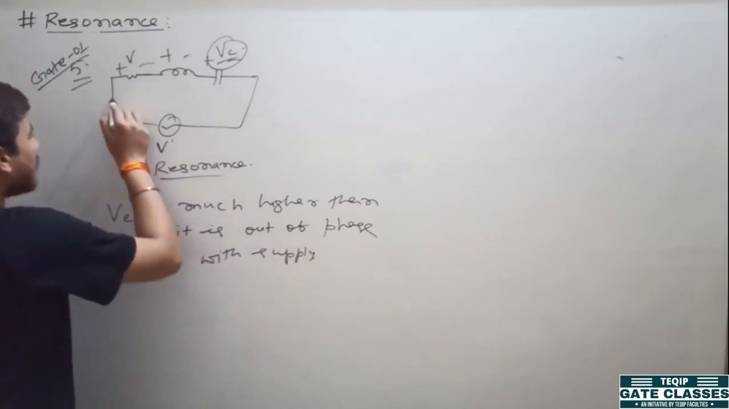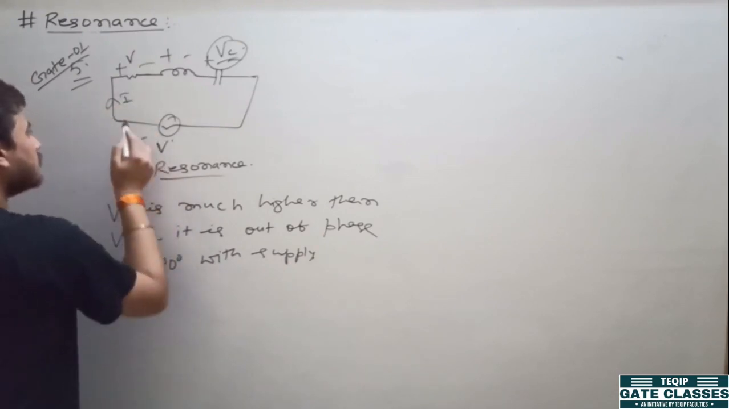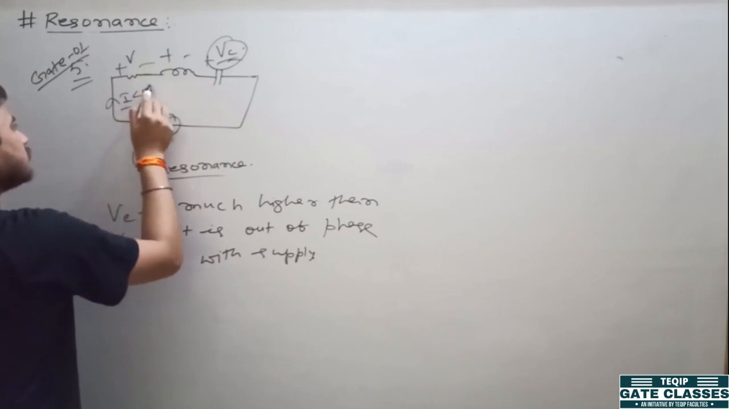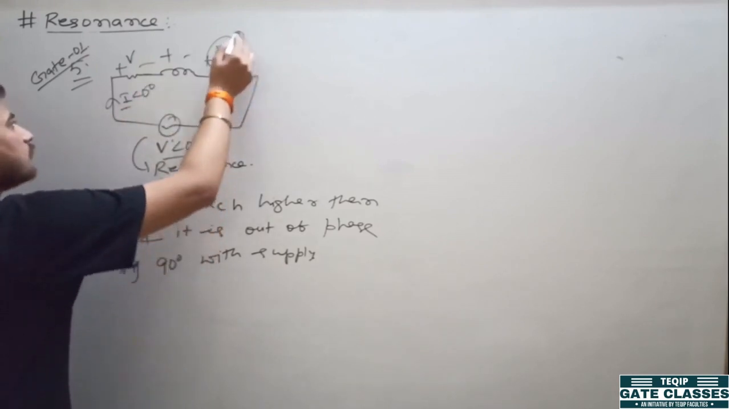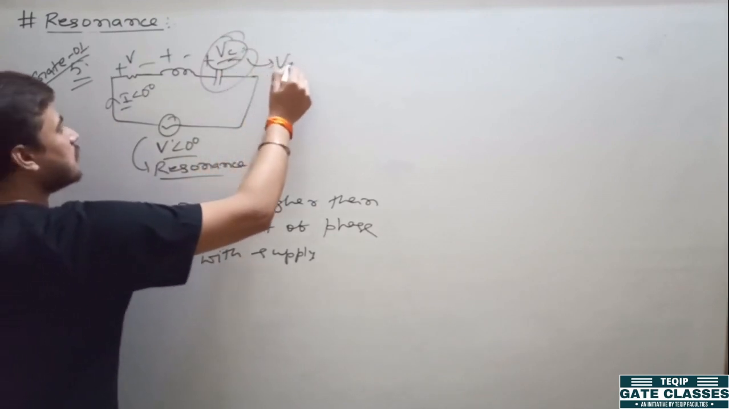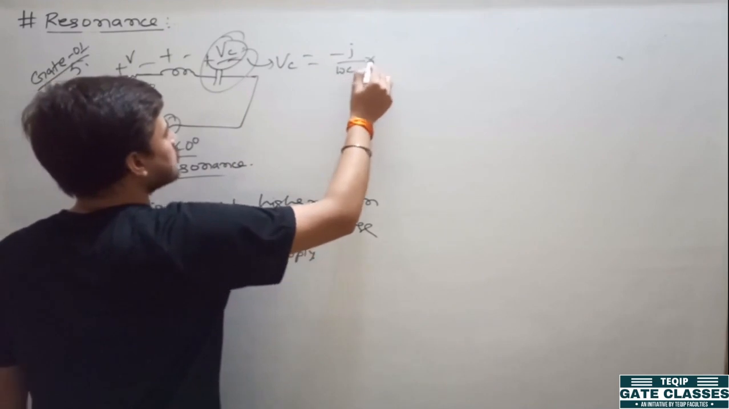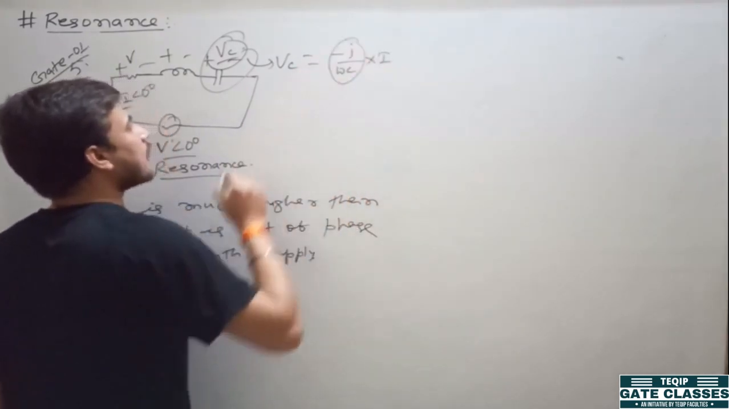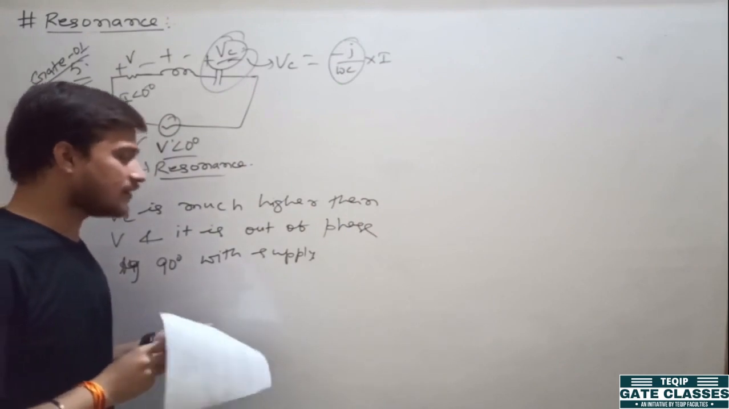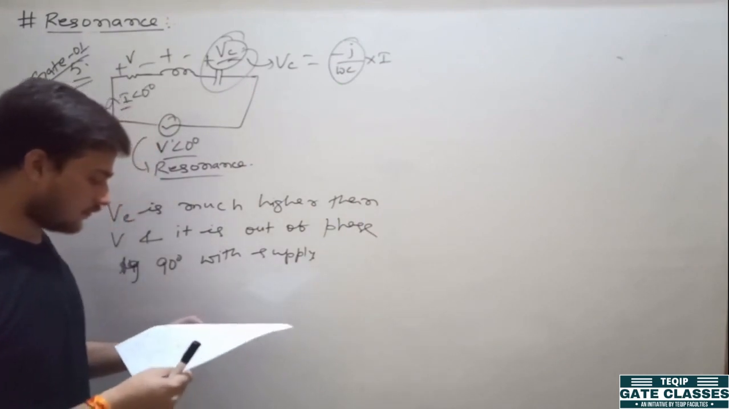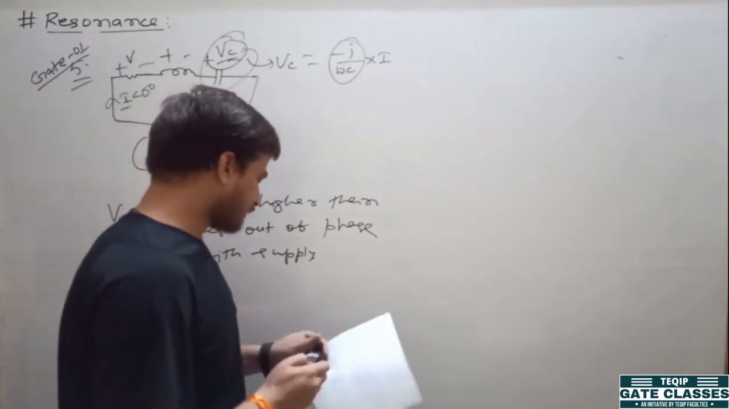Because you know power factor is unity. If the power factor is unity, so current is also at angle 0 degree, voltage is also at angle 0 degree. So now if you write the voltage across VC, so VC will be equal to how much? Minus j by omega C into I. So here if you write minus j by omega C, that means it is exactly 90 degree out of phase of this V. Clear? Next, sixth question.